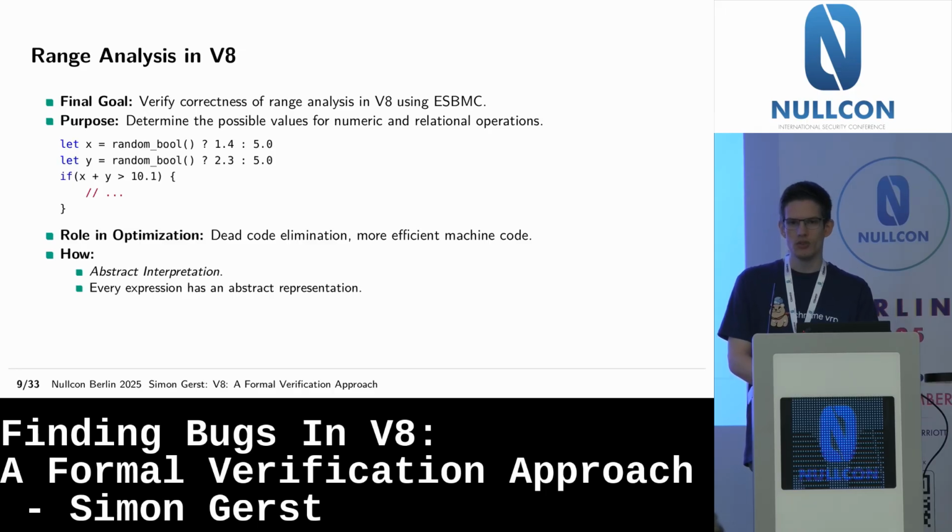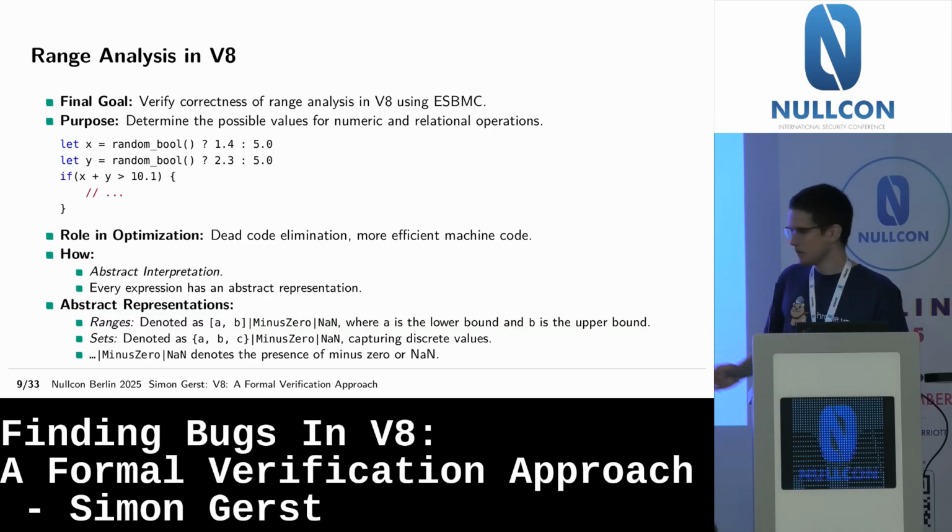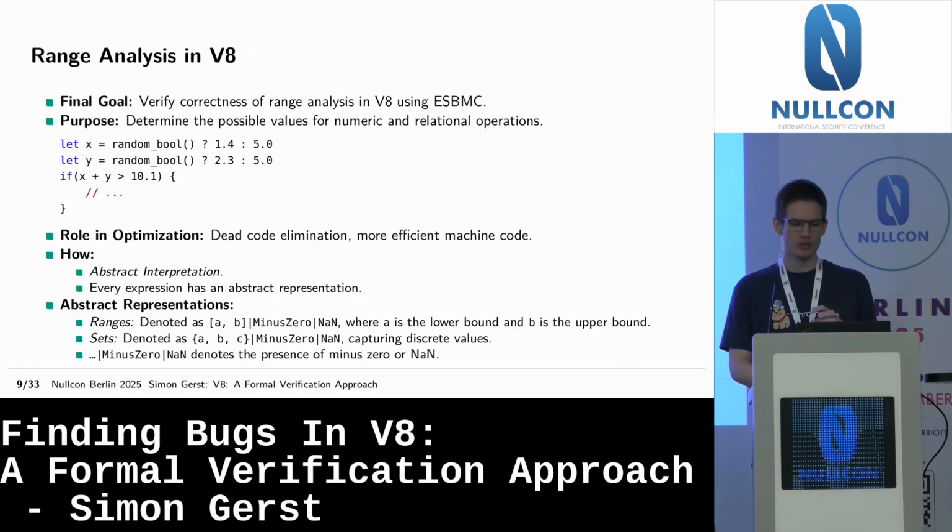And V8 uses something that's called abstract interpretation, and every expression has an abstract representation. It's getting a bit more technical, but bear with me. You have something called ranges, a, comma b, and something called sets, a, comma b, comma c, and then they can have these tilde, -0, tilde none, which means that you have a union. So either the value can be in the range from a to b, it can be the special -0 value, or it can be the not-a-number value.